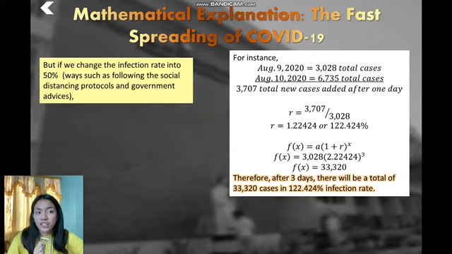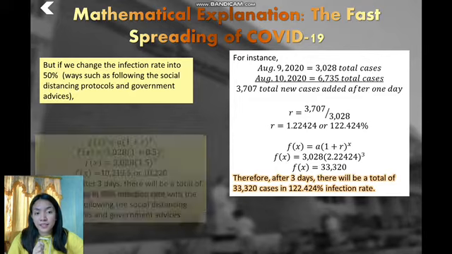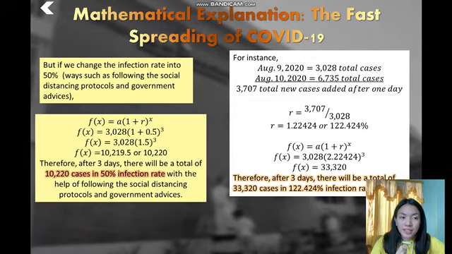Now, if we change the infection rate to 50%, like following the social distancing protocols and other government advice, by using the formula f of x is equal to a times the quantity 1 plus r to the power of x, we are going to change our infection rate to 50%, making it 0.5 in decimal, and our x is 3 since we are basing on 3 days for this situation.